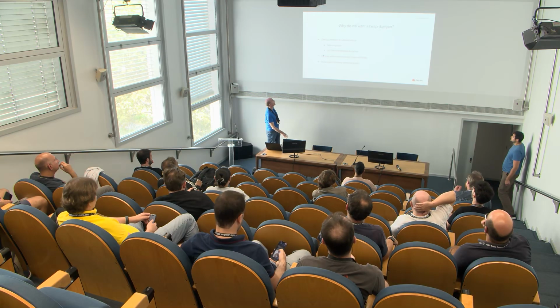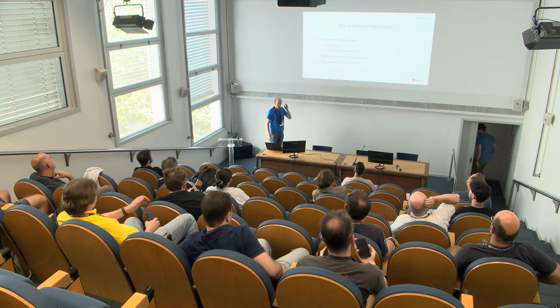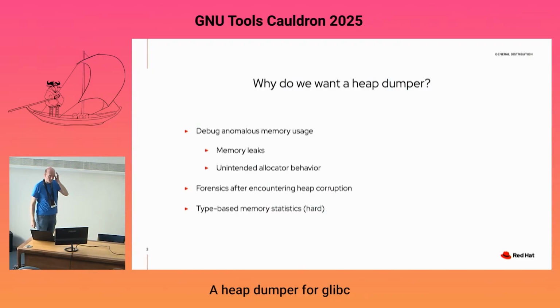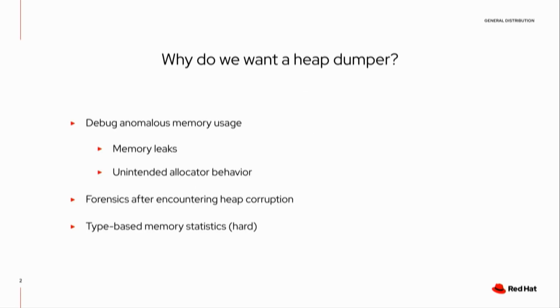So this talk is about a heap dumper for glibc. And why do we need a heap dumper? The main goal for me was to debug anomalous memory usage. That could be memory leaks in the application or unintended allocation behavior where we get heavy fragmentation and the allocator uses an amount of memory that is unexpected by the application developer.